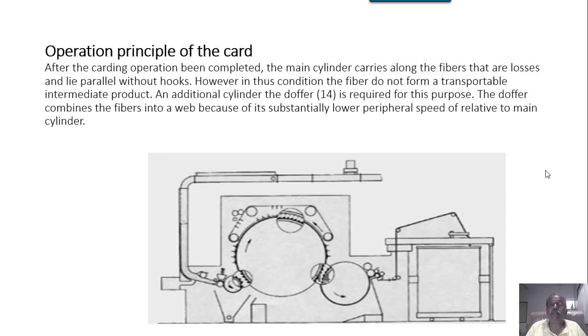Now, once the carding operation is done, again I have discussed the same point in the conventional lap feed card also. The cylinder is carrying the fibers, and they are normally without hooks. They are straightened to some extent. However, this condition of the fiber is not transportable to the intermediate product. An additional cylinder, in the sense the doffer, is required for this purpose.